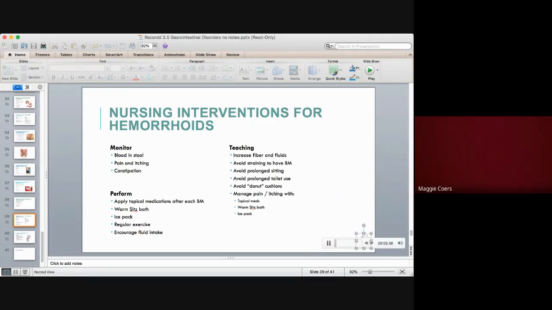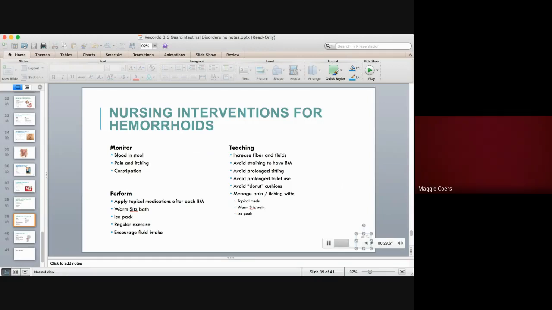Some other things we want to make sure that we monitor for any kind of blood in the stool. Remember, bright red blood in the stool is from hemorrhoids. Dark blood or blackness is more from the GI tract. We want to monitor for constipation, and give medications for pain and itching. Give topical medications after each bowel movement to help with symptoms.